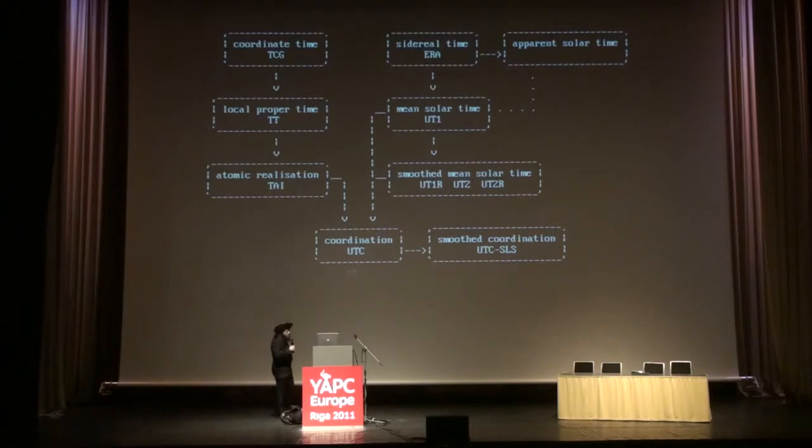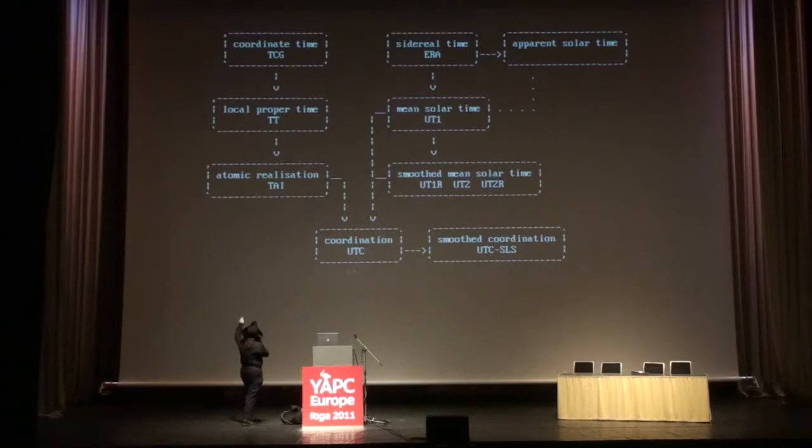Geocentric coordinate time, TCG. This is the relativistically correct time that would be ticked by a theoretical ideal clock that is moving with the Earth, but is at infinite altitude. So it's completely outside the Earth's gravity well, so it's not suffering any gravitational time dilation. This is a very important reference point if you're dealing with a satellite of the Earth, including the Moon.